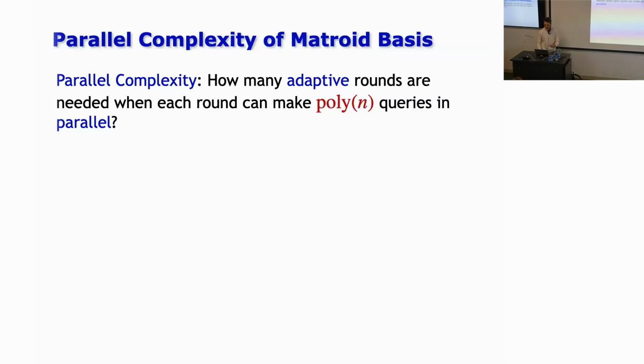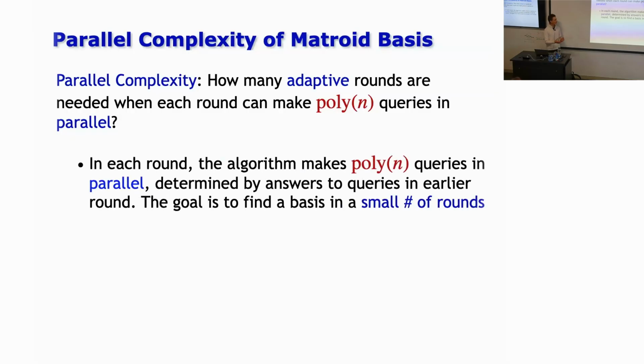And so in a little bit more detail, what's the class of algorithms we're looking at? In each round of the algorithm, you're allowed to make a batch of a polynomial number of these independence queries. Between rounds, the algorithm gets to read all the answers to this batch of queries, and then adaptively decide what batch of queries to make in the next round of computation. And so the goal is to find a basis in a small number of these adaptive rounds of queries.